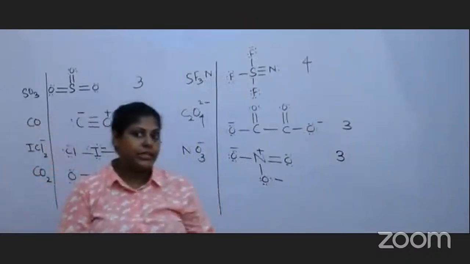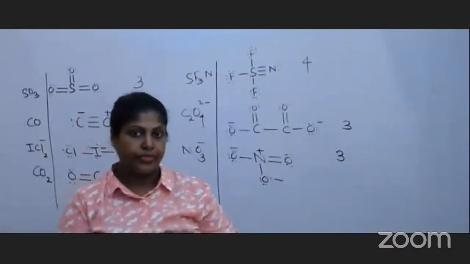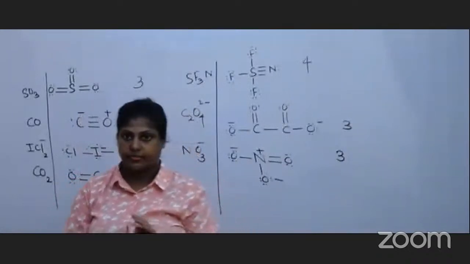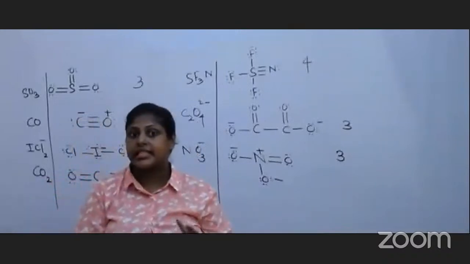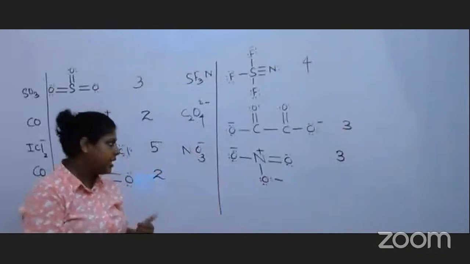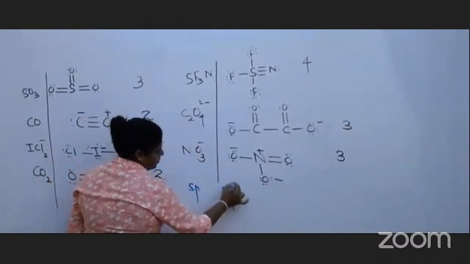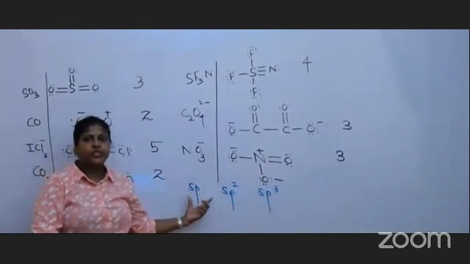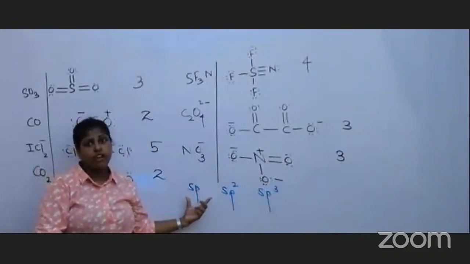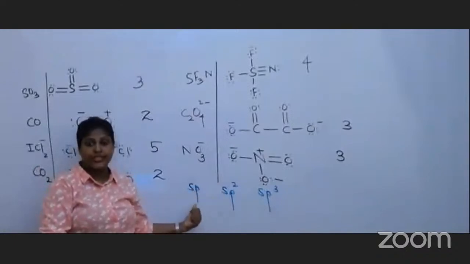In the advanced level syllabus, we have to know 3 types of hybridization. The first one is sp, the second one is sp2, and the third one is sp3. Sp means one electron related to the s orbital and one electron related to the p orbital. So the overlapping electrons belonging to s and p form the sp hybridized orbital.